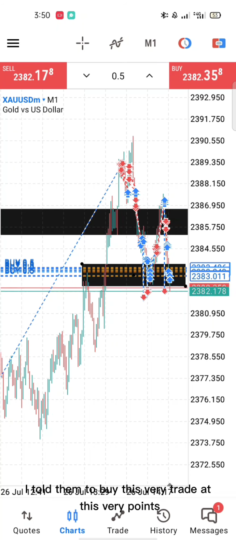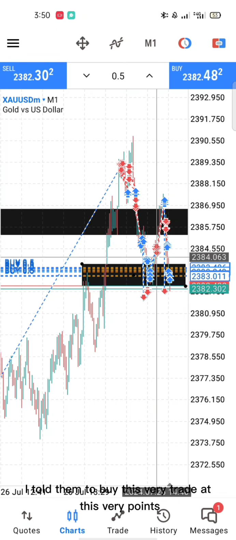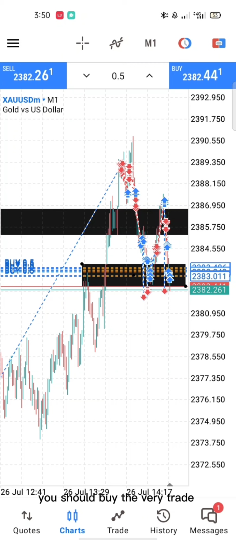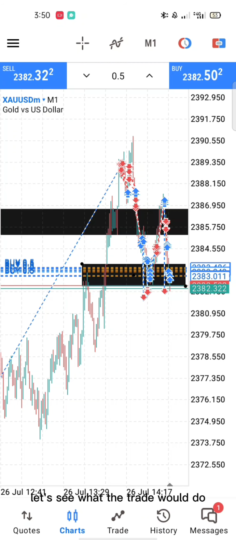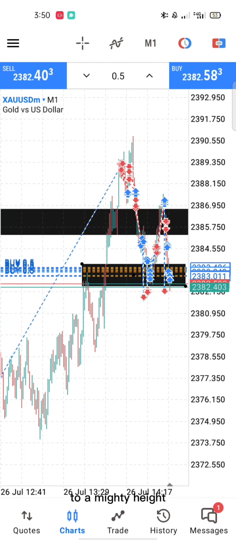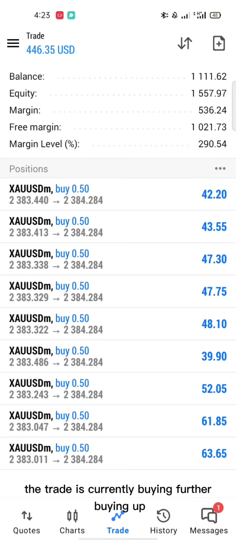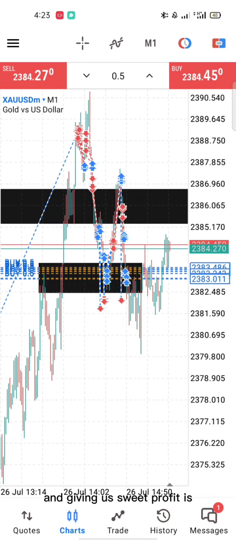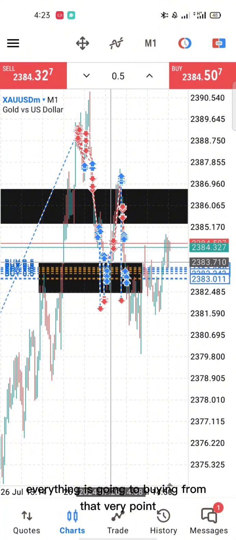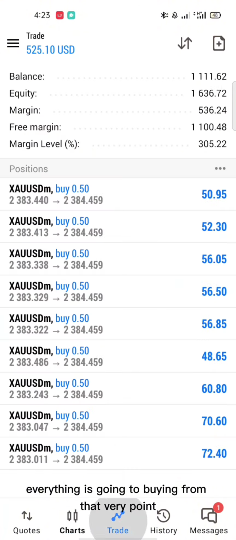I tell them to buy the very trade at the very point. Let's see what the trade will do and let's see how we take the account to a mighty height. So guys, the trade is currently buying further, buying up and giving us huge profit. The trade is currently buying from that very point.